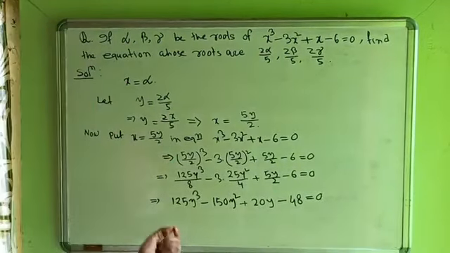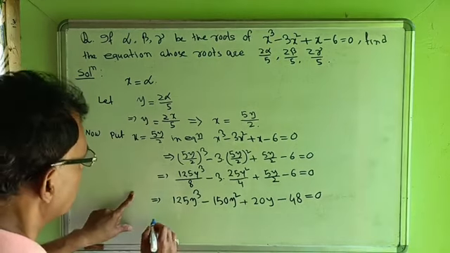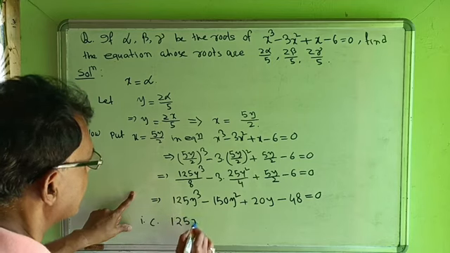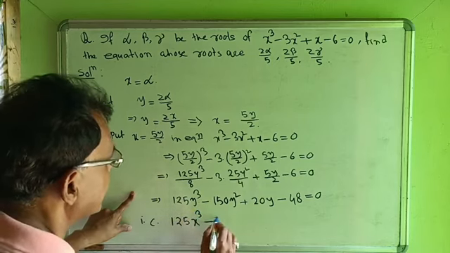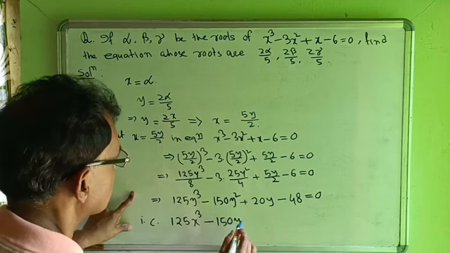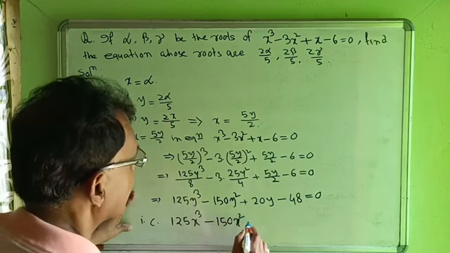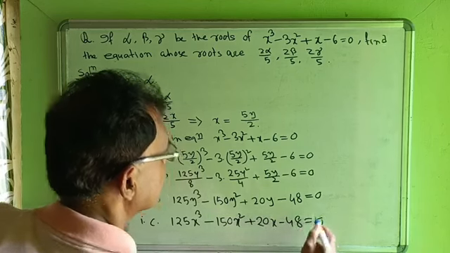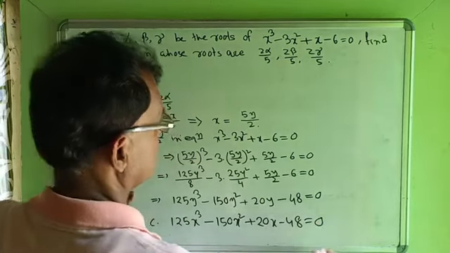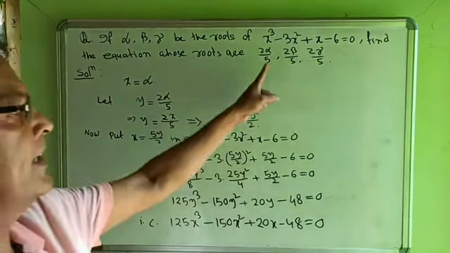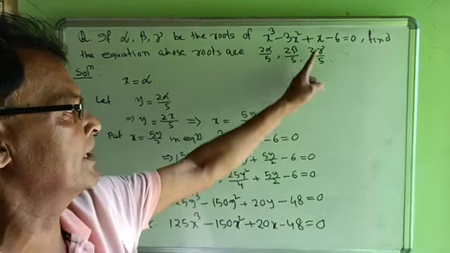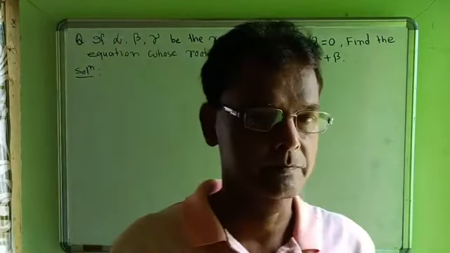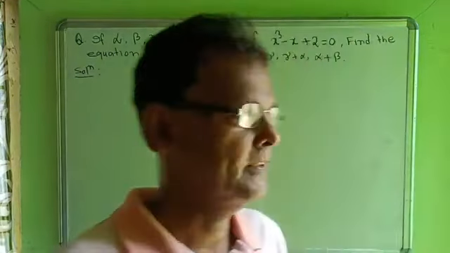We can change it in terms of x by putting x is equal to y. The required result is 125x cube minus 150x square plus 20x minus 48 is equal to 0, which is the equation whose roots are 2 alpha by 5, 2 beta by 5, and 2 gamma by 5. That is the result. For the same type of problems, we can use transformation of equations.